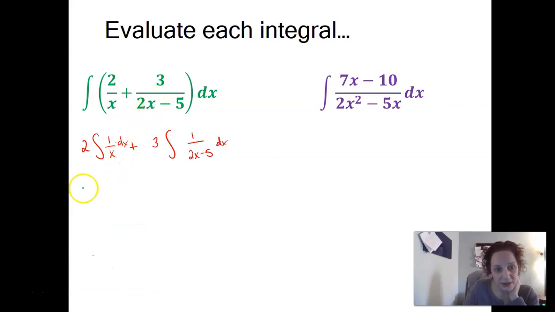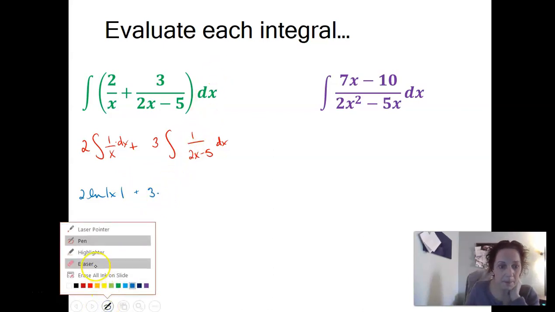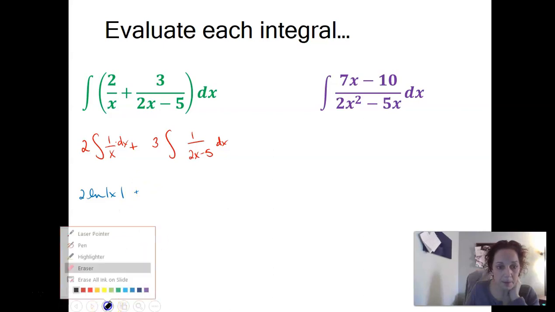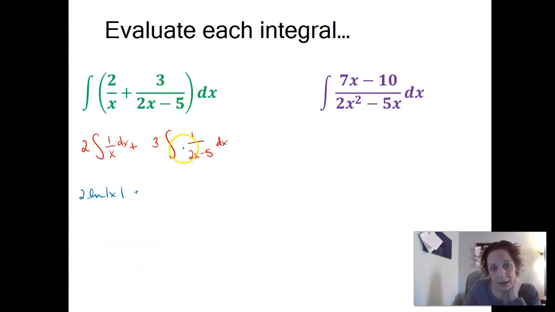So here, I just have 2 ln absolute value of x. Over here, I don't want to do that yet. I've got a 1 over u, so my du needs to be 2 dx. So if I put a 2 here, I need a 1/2 out here. So this ends up being 3/2 ln of 2x minus 5 plus c.